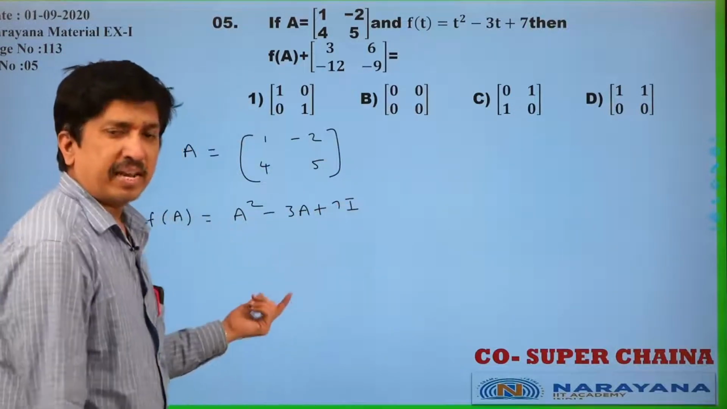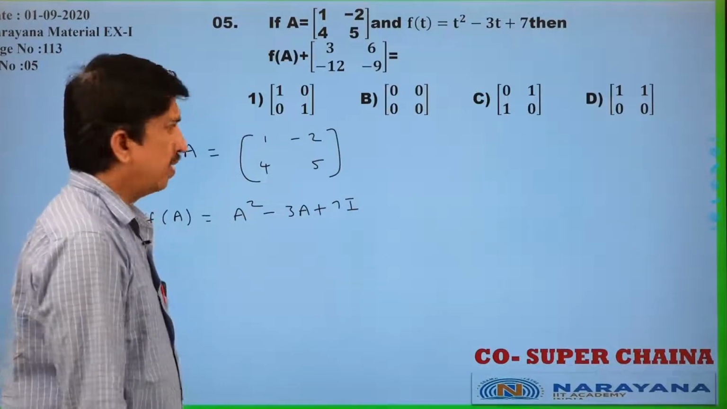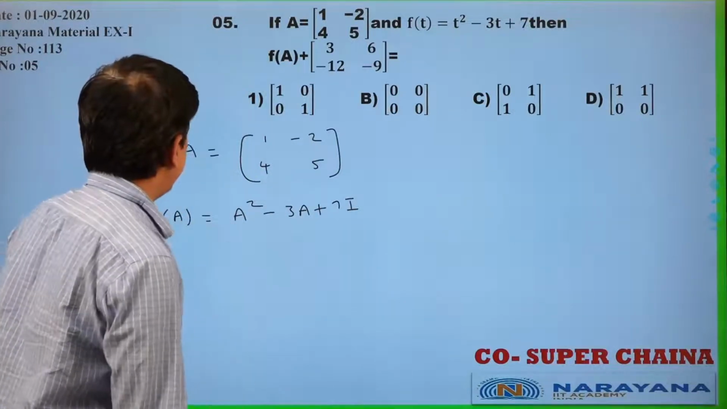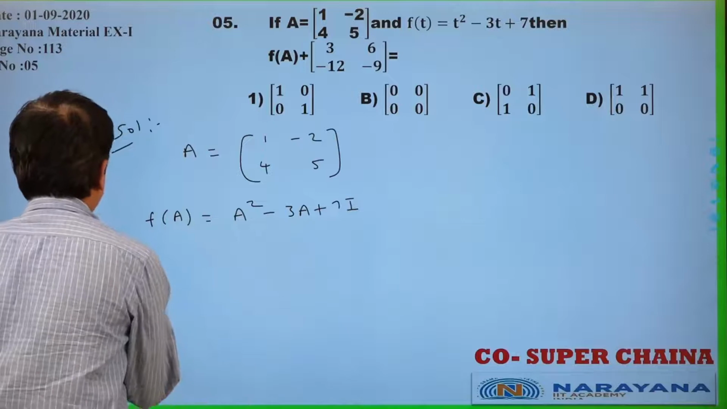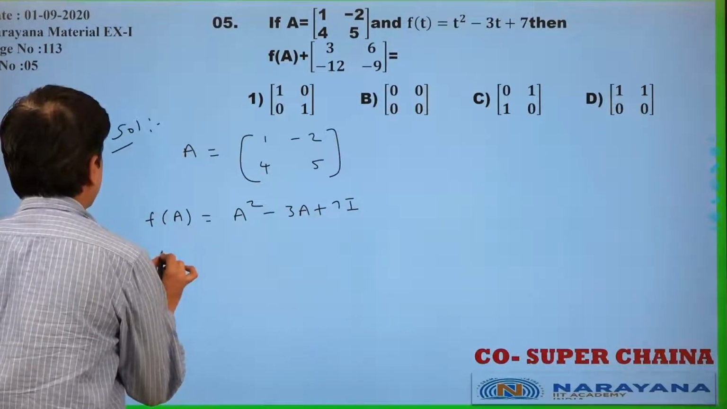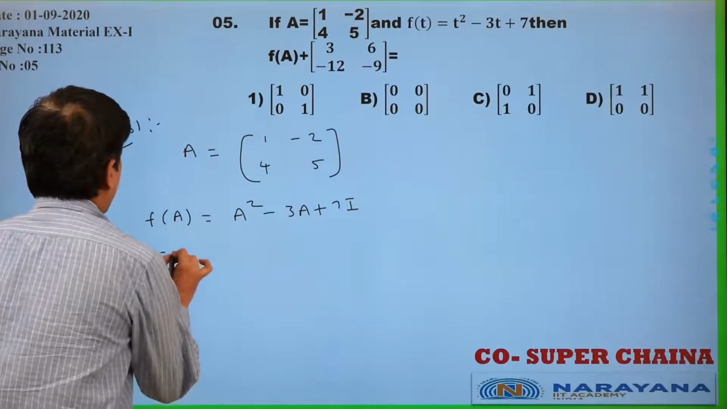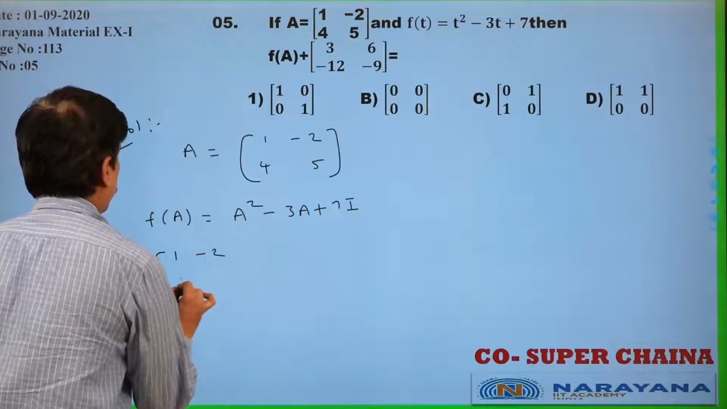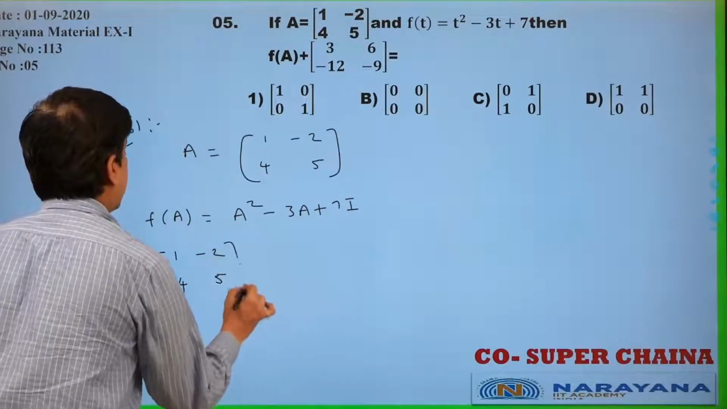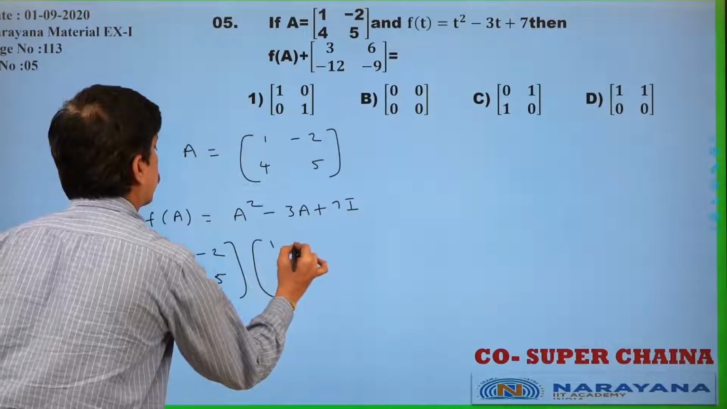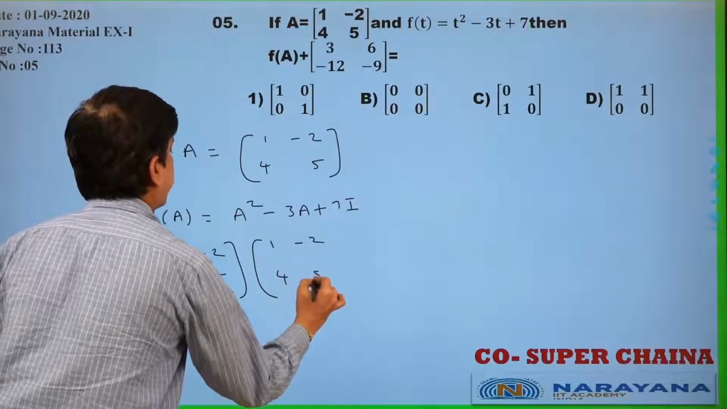A square minus 3A plus 7I. Each and every individual thing we will find. A square I am going to find. A square is nothing but [1, -2; 4, 5] times [1, -2; 4, 5].